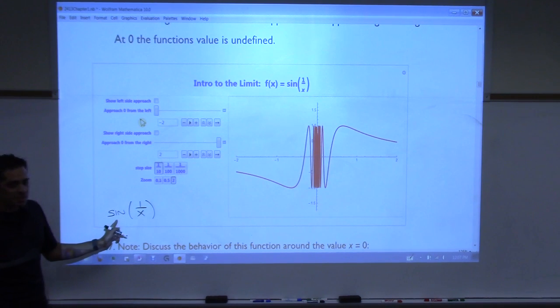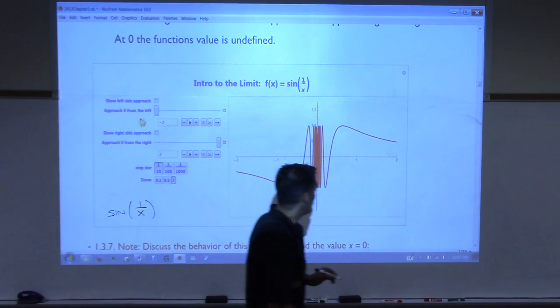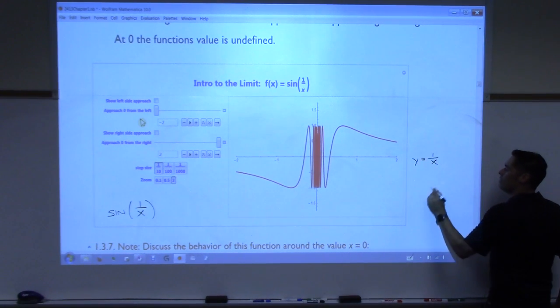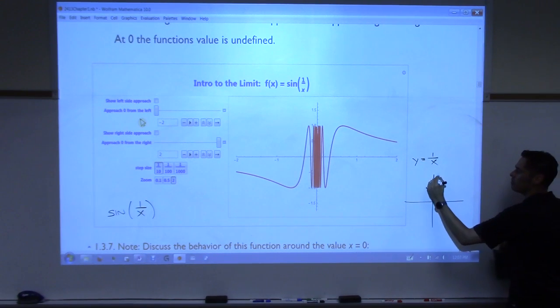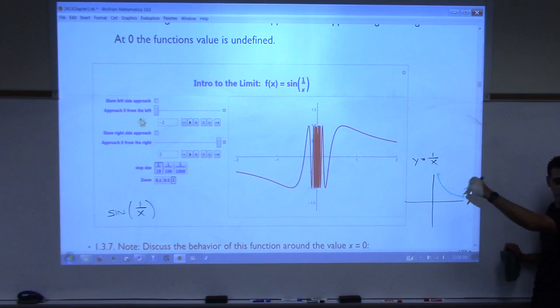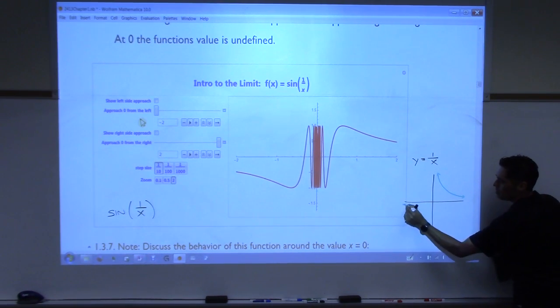But it's not just sine. It's sine of 1 over x. That's different than just sine x. So I want us to just think about 1 over x for a minute. If I asked you to graph 1 over x, back from college algebra, you might recall that it looks like this. In fact, if you watch the videos for 1.1 and 1.2 that I told you you should watch, I talk about this function. This is what it looks like, right?